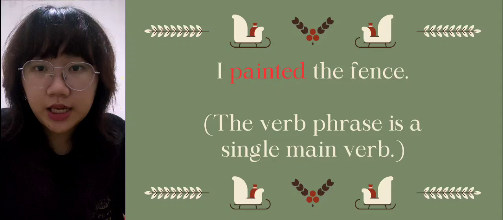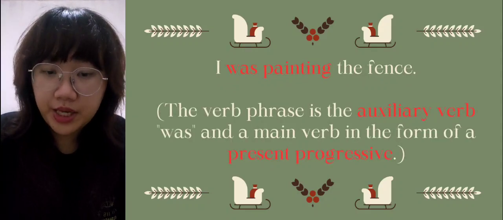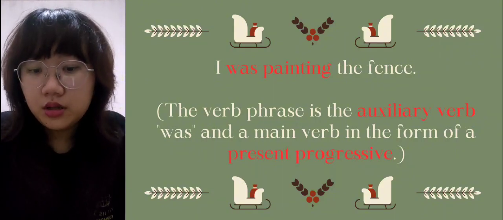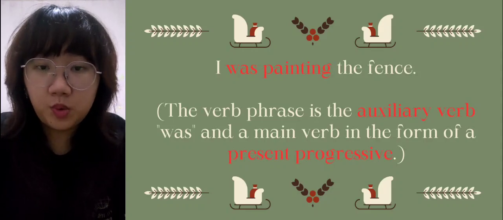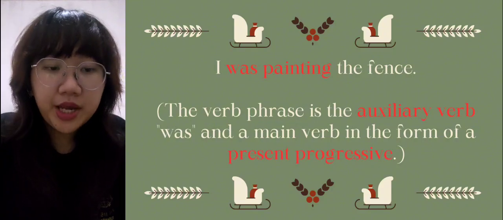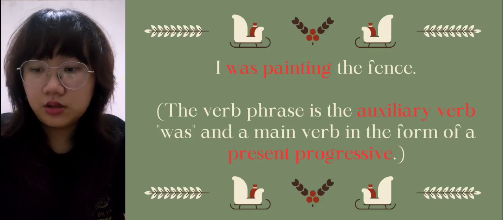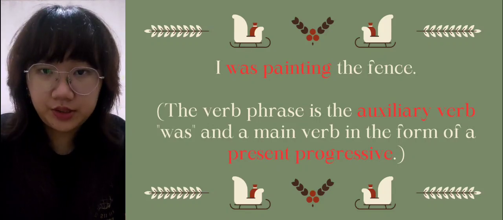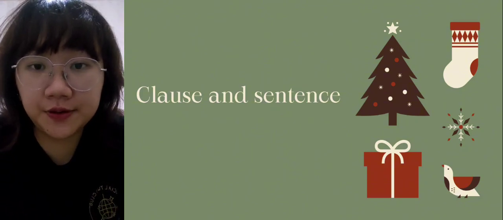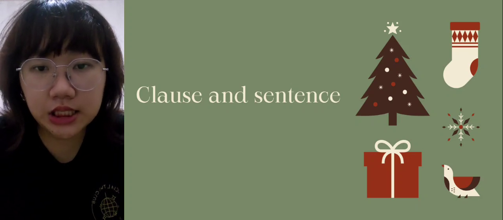If we see the second example, I was painting the fence. Was and painting are highlighted. As you can see, the verb phrase is the auxiliary verb was, the past form of is, and a main verb in the form of a present progressive, painting. So was painting is a verb phrase. We have talked about nouns, verbs, adjectives, adverbs, and phrases. Now we're going to talk about clauses and sentences.